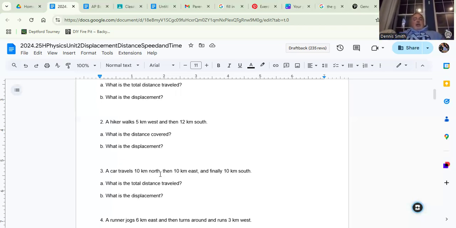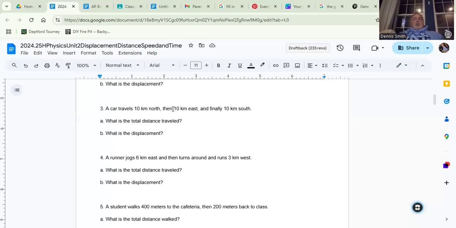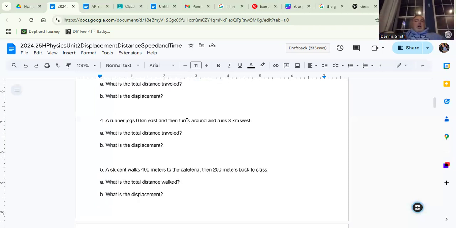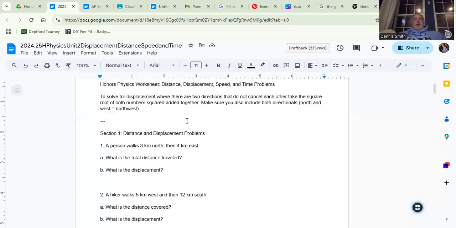Now, this number 3 is 10 kilometers north, 10 kilometers east, and 10 kilometers south. Well, the north and south cancel each other out. So your displacement would be 10 kilometers east, and your distance traveled would be 30 kilometers total. All right. So just keep those in mind. There's a couple of those types of questions.